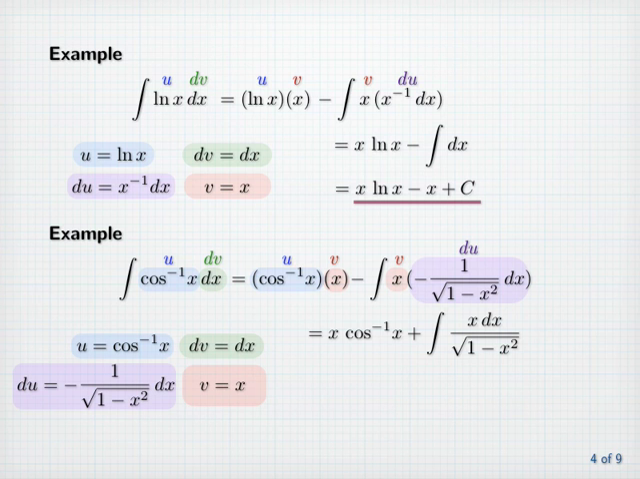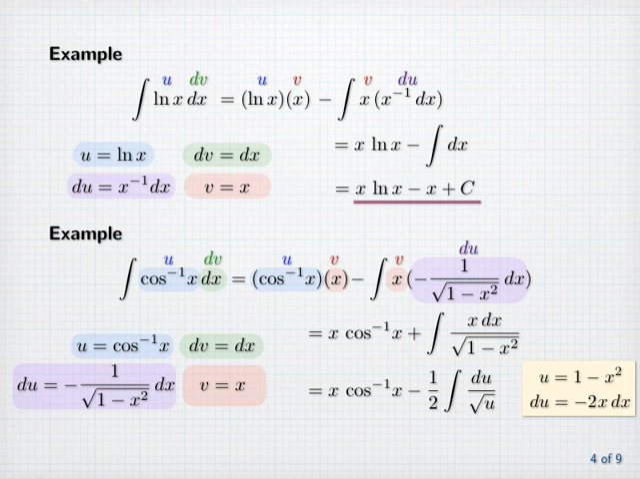This integral can be done by a simple u substitution. We let u equal 1 minus x squared, which makes du equal minus 2x dx, and so that integral becomes minus 1/2 of du over the square root of u. Now 1 over the square root of u is u to the minus 1/2 power, and so we integrate that to get u to the plus 1/2 power times 2, so we now have x times inverse cosine of x minus the square root of u plus c, and of course the square root of u is the square root of 1 minus x squared here.